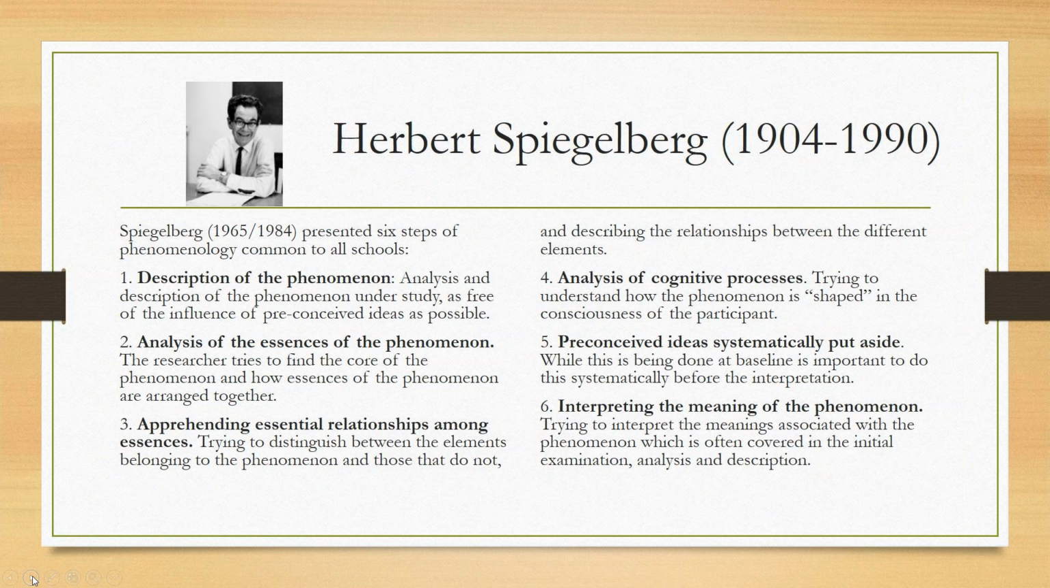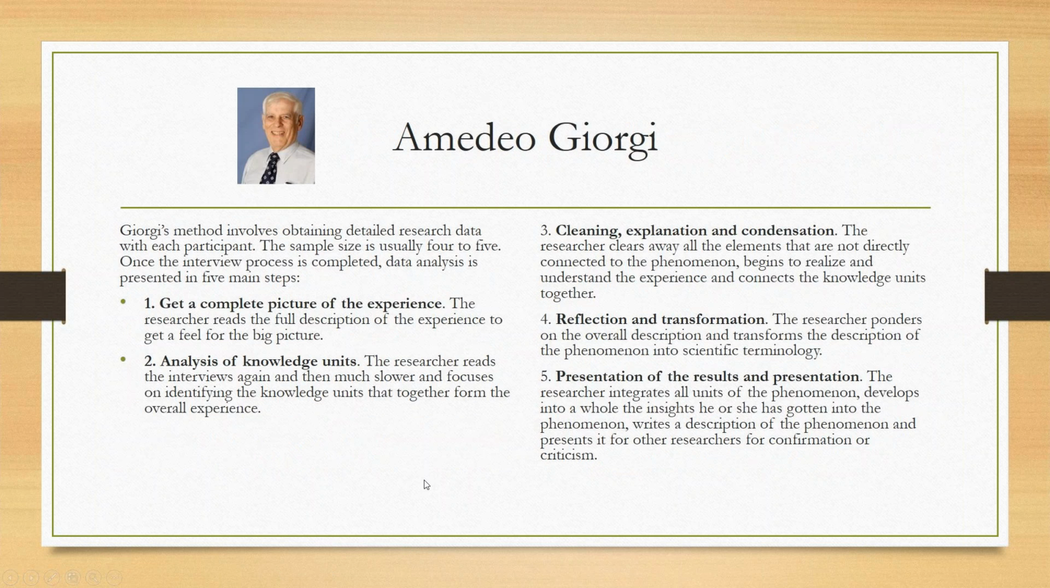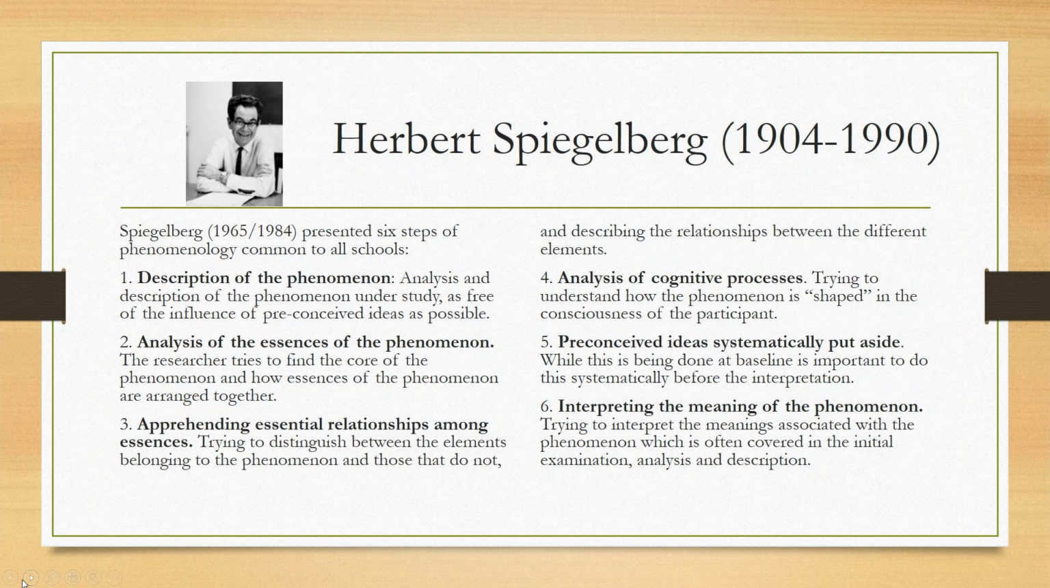So you're trying to find the core of the phenomenon and how the different essences of the phenomenon are arranged together that make up the phenomenon. And the third step, apprehending essential relationships among essences. Then an analysis of cognitive processes, and preconceived ideas systematically put aside, and it's important to do this systematically before the interpretation.